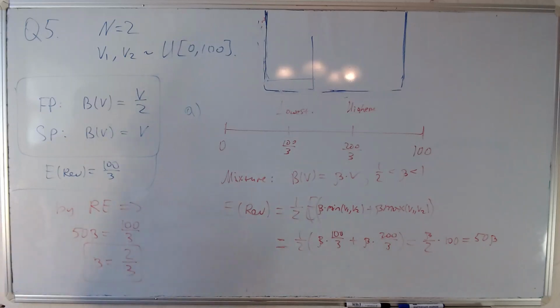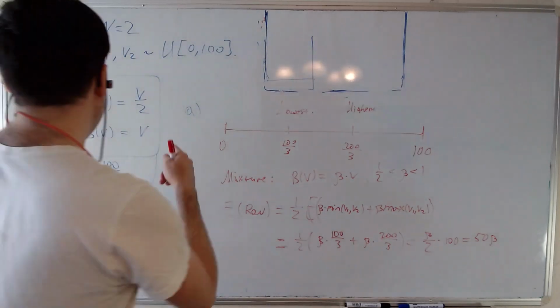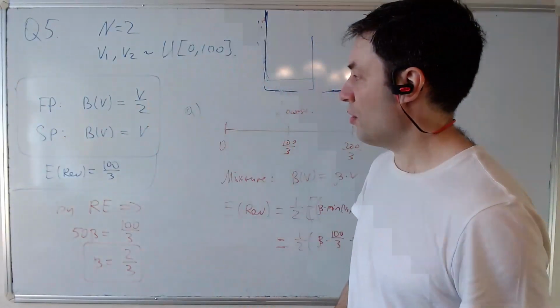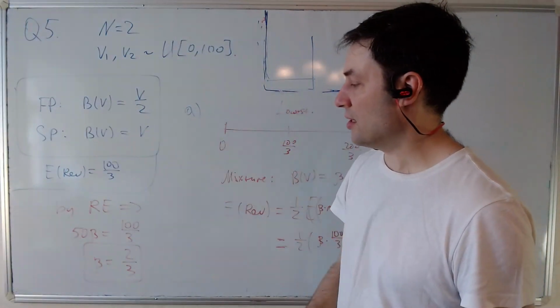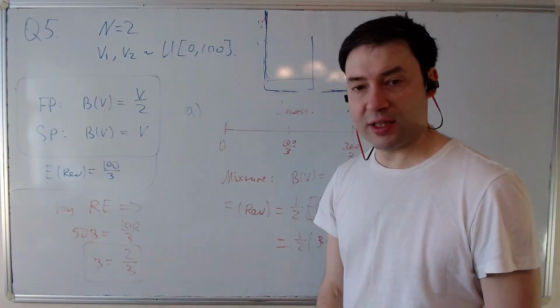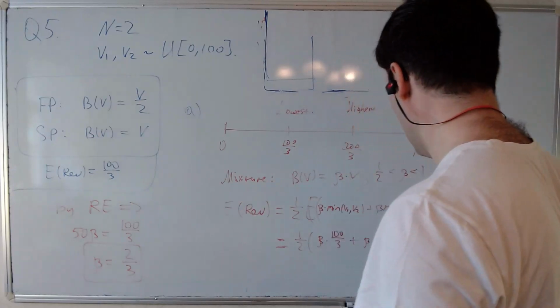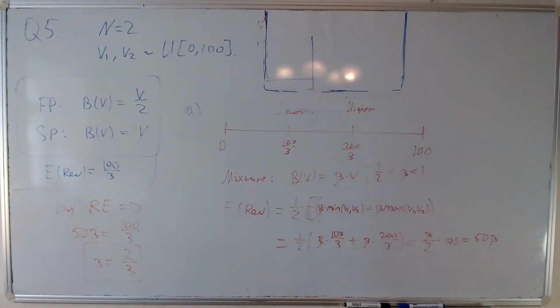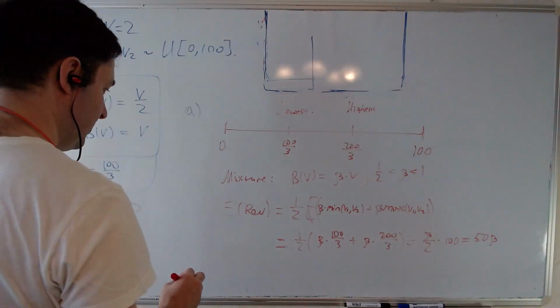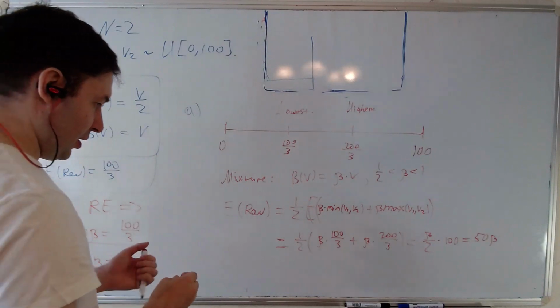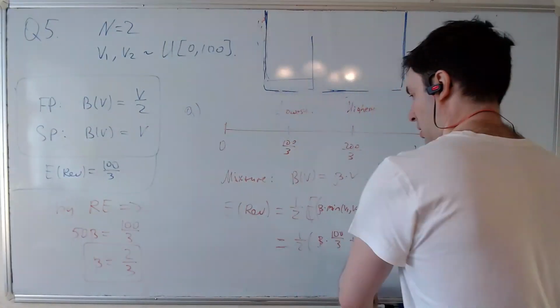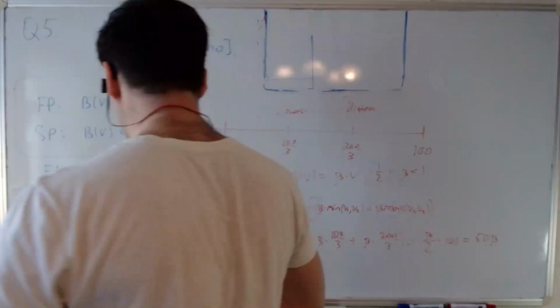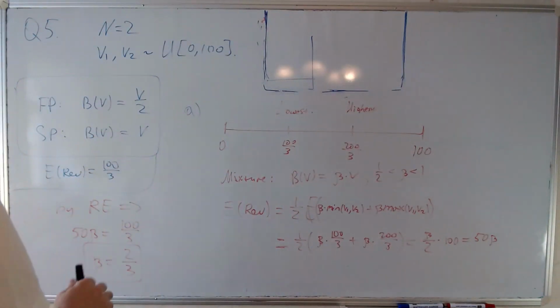Notice it makes perfect sense because this is our bid in the first price auction, this is our bid in the second price auction, and this one we see somewhere in between. And I believe that we actually not only did part A, we might have done part B as well here. So that was part A.